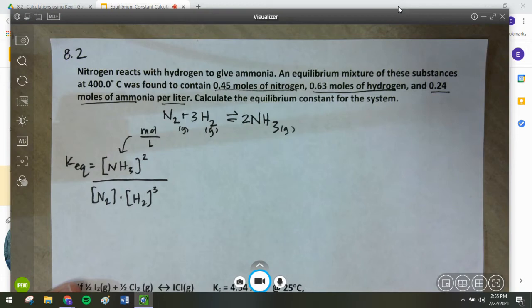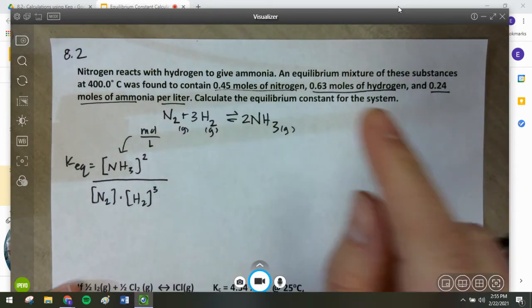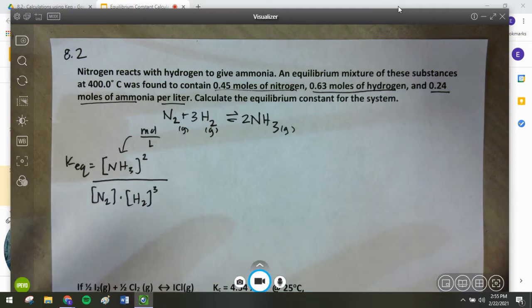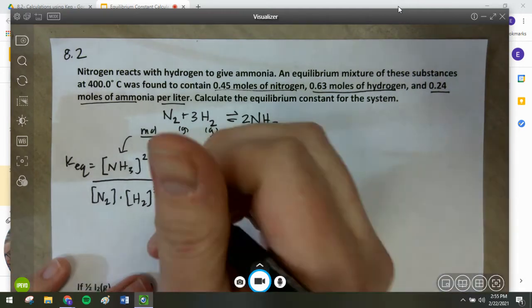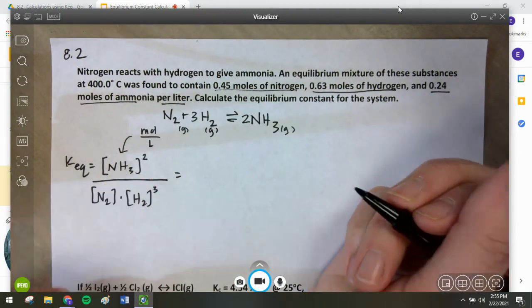So in this case, we don't have to do any division because it's in a 1 liter container. If it were a multi-liter container, you'd have to do a little bit of math before that. So what I get to do now is put my numbers into my expression here.